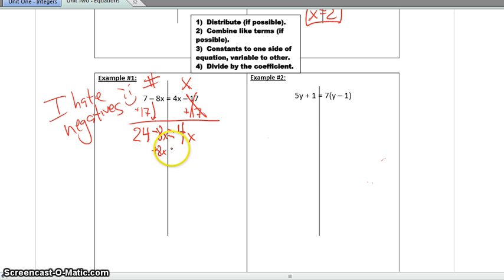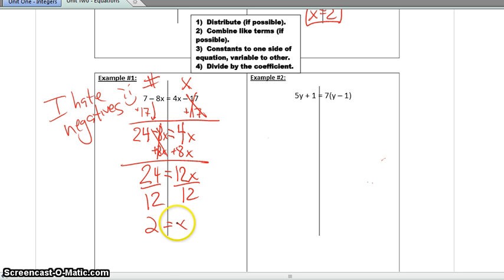Great. Go away, becomes 0. We now have 24 equals x. Great. Now finish up, divide by your coefficient. Don't get all freaked out because the x isn't on the left. We're good.